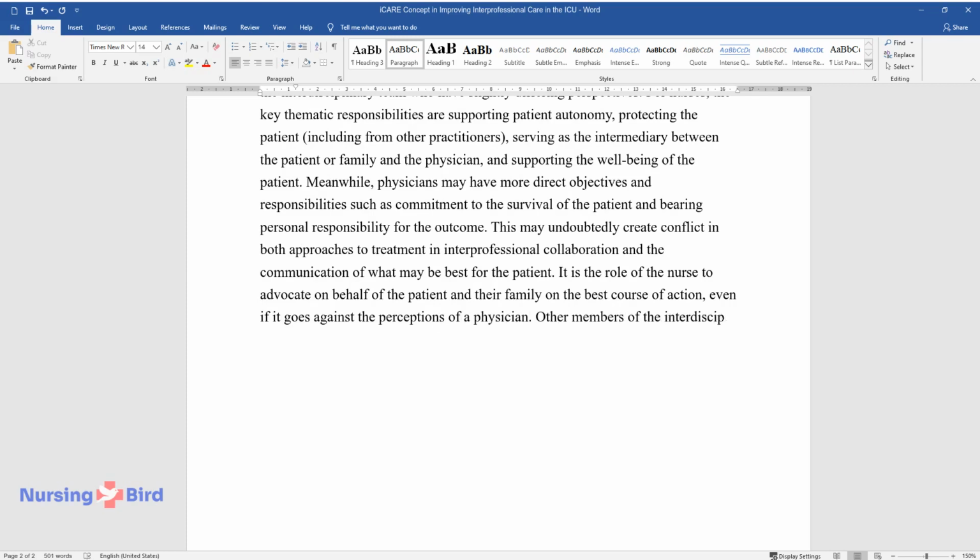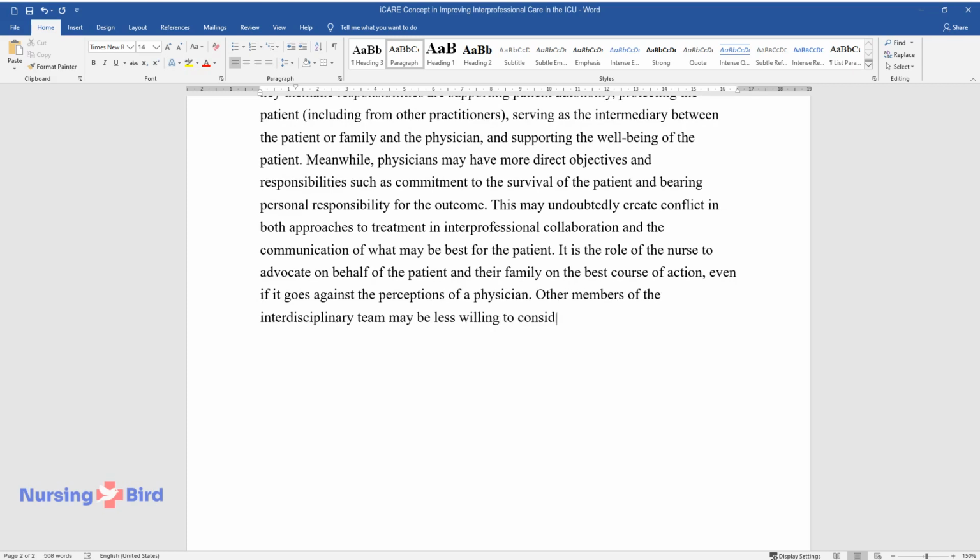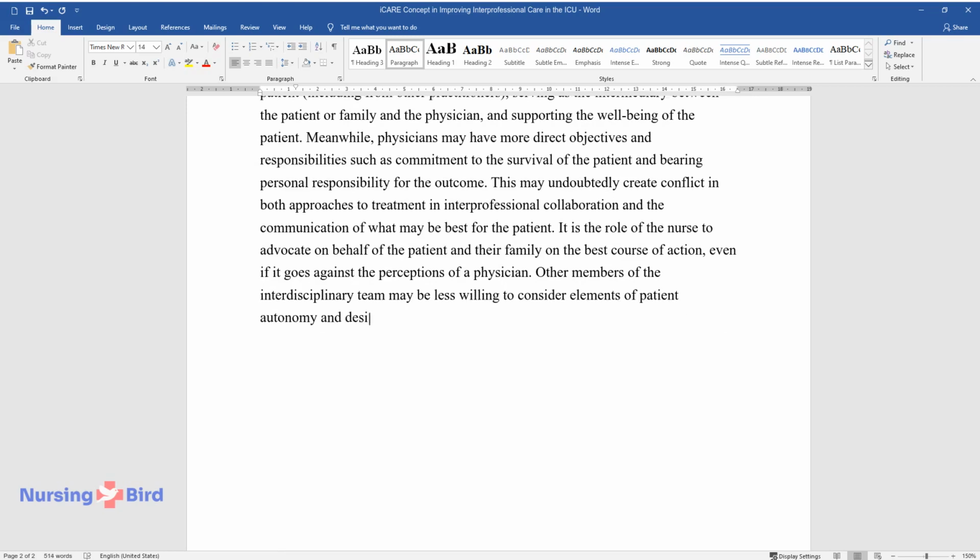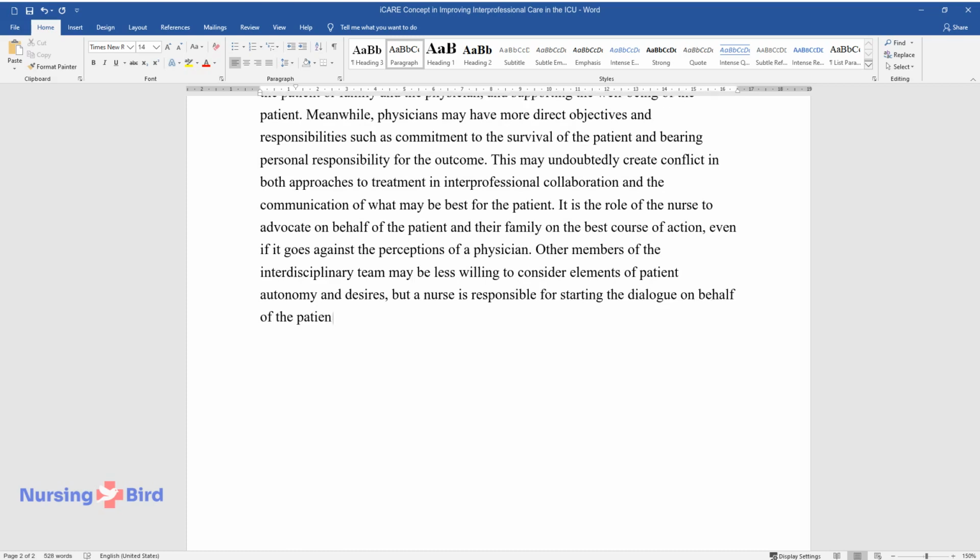Other members of the interdisciplinary team may be less willing to consider elements of patient autonomy and desires, but a nurse is responsible for starting the dialogue on behalf of the patient, who is likely in heavy condition while in the ICU.